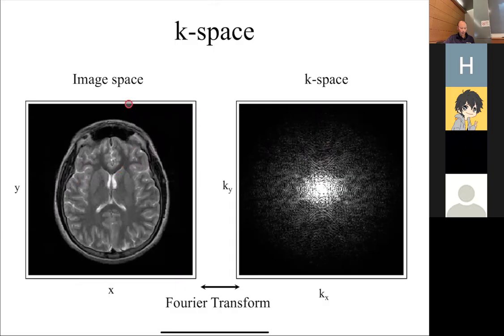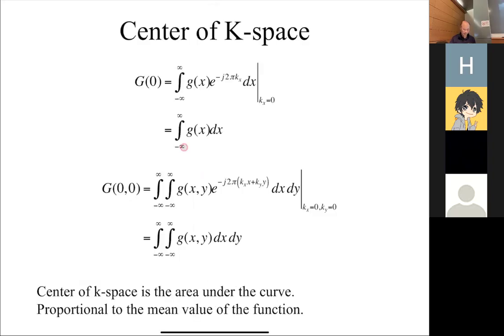So remember, we have image space and then we have Fourier space or K space, and we will use Kx, Ky. Now the book uses U and V for Kx and Ky, but I don't know why they did that, because all MR people use Kx and Ky, so it's a weird choice.